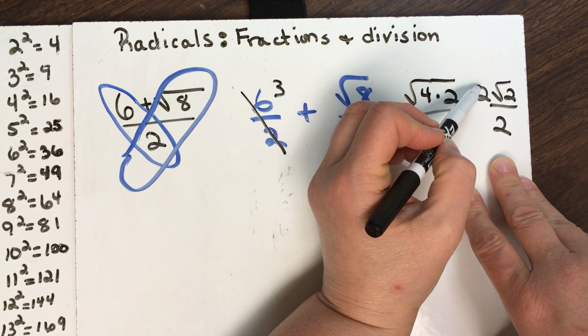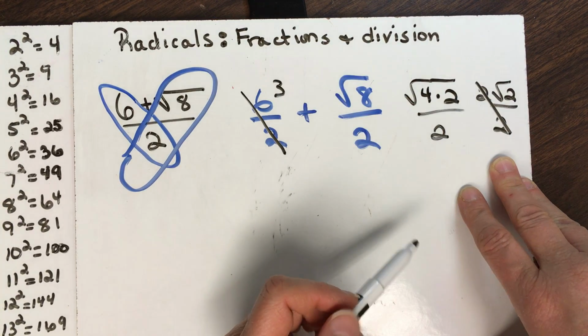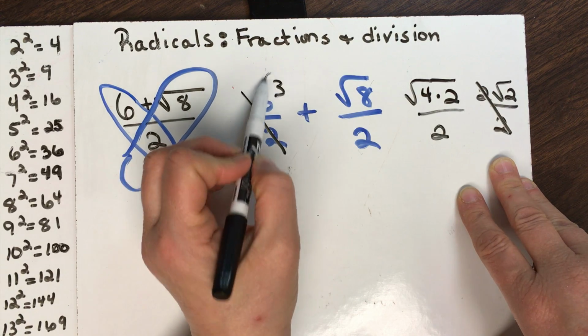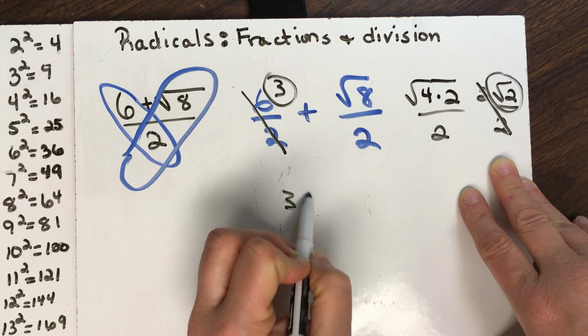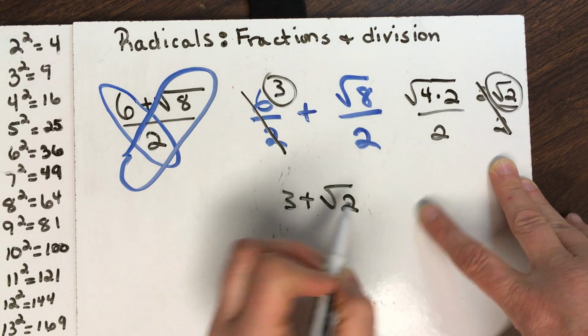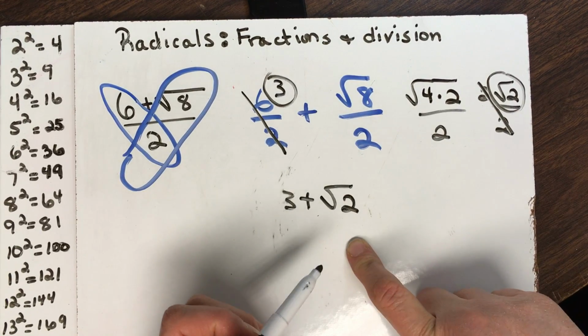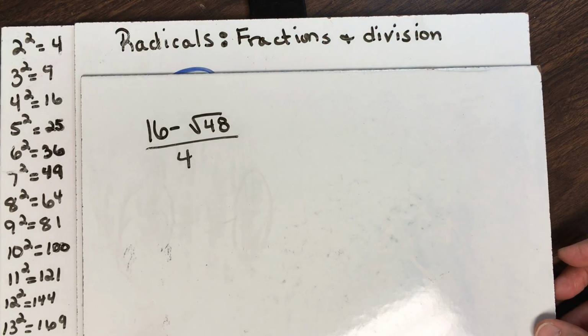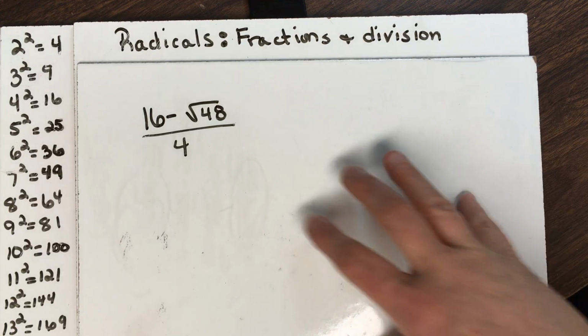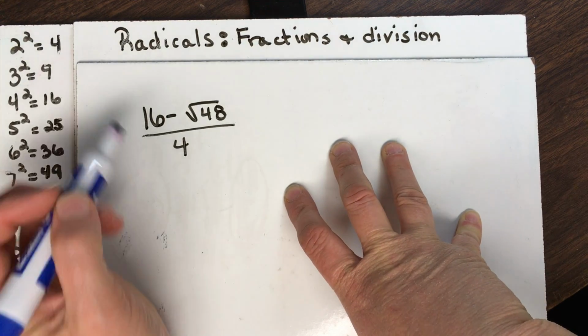So in this case, the 2's then cancel each other out, so I'm left with 3 and radical 2. So 3 plus radical 2 is my final answer in this case. Alright, let's take a look at another one. So we're going to treat this the same way we did before.